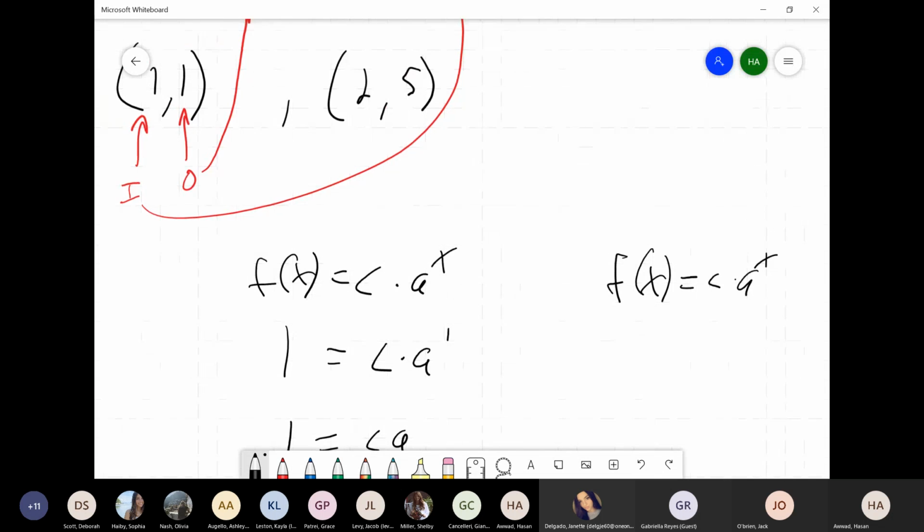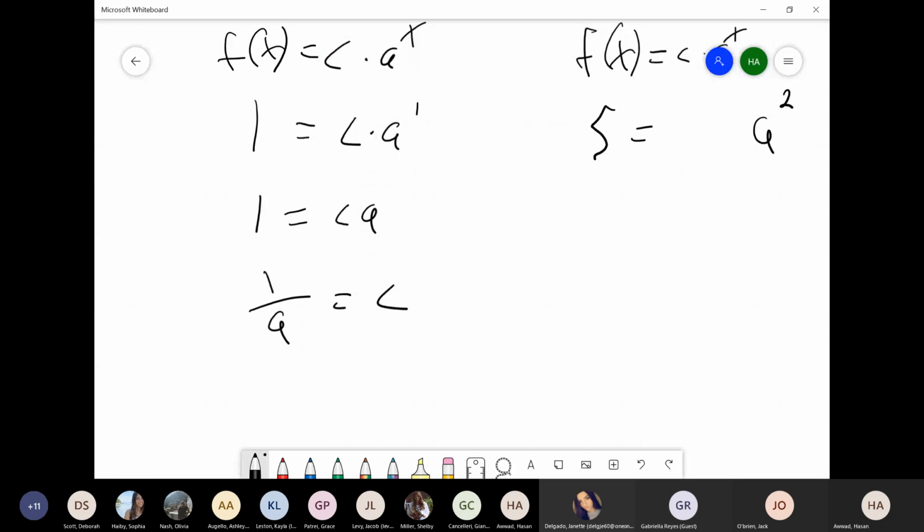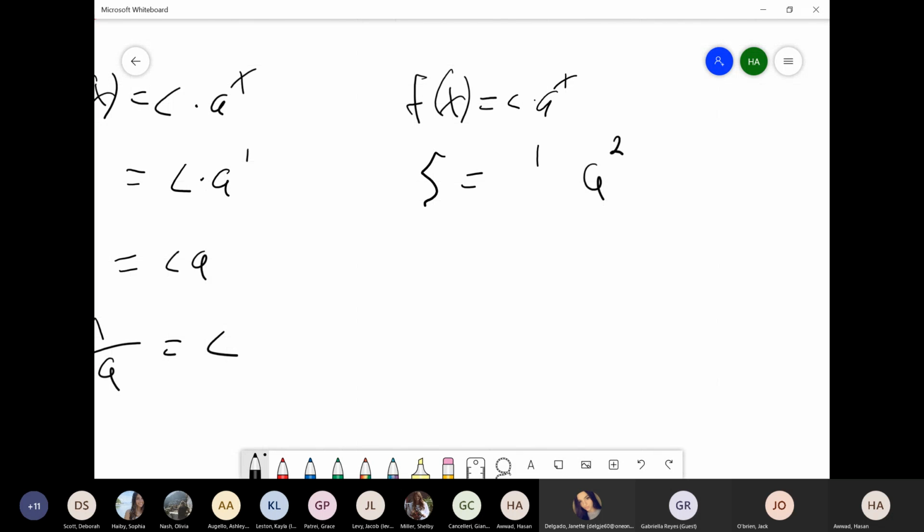So our output is 5. So that means f of x is 5. My left-hand side is 5. That's my output. That's what it's always going to come out to be. And my input is 2. So I have a to the 2, or otherwise known as a squared. And then once again, we know the value of c, which is 1 over a. So we can plug this in for c. That is our value, 1 over a times a squared.